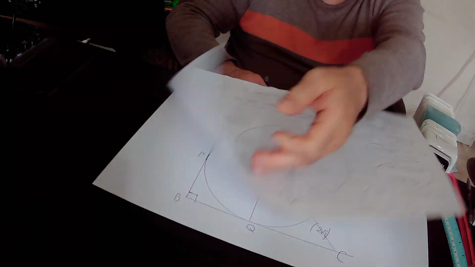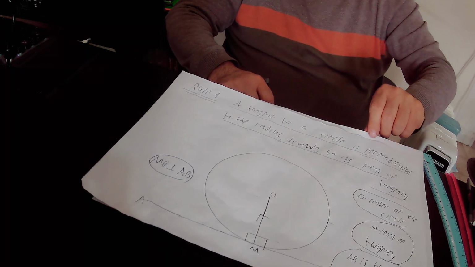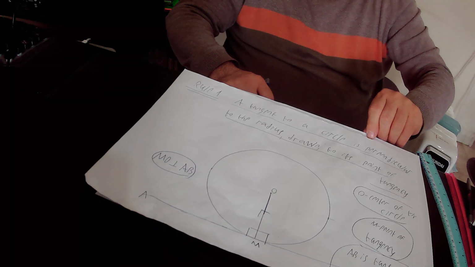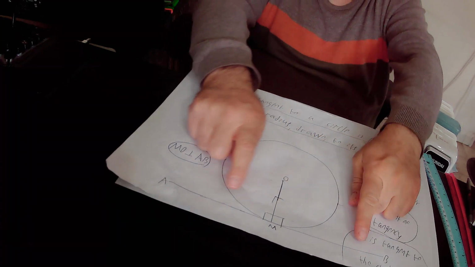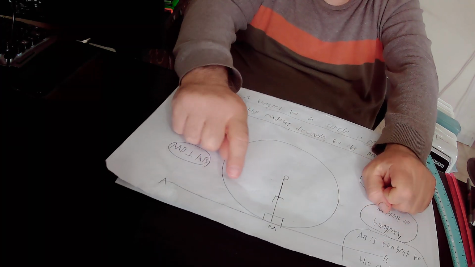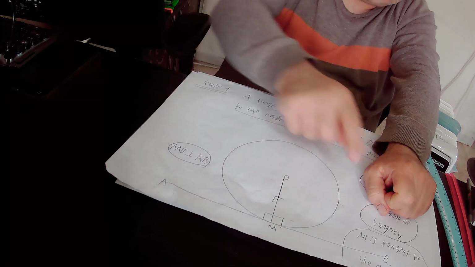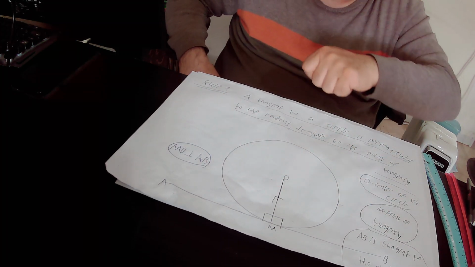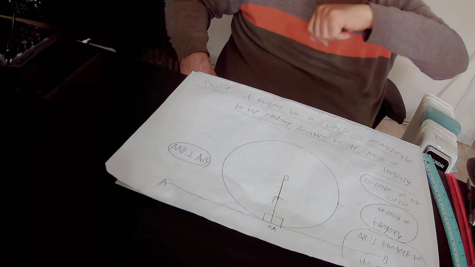Let's repeat quickly rule 1. According to rule 1, a tangent to a circle is perpendicular to the radius drawn to its point of tangency. So in the drawing we have a circle, and this tangent AB is tangent to this circle at point M. Point M is the point of tangency of tangent AB with this circle, and we have the radius OM drawn to point M.